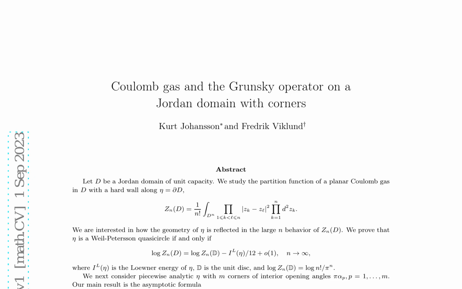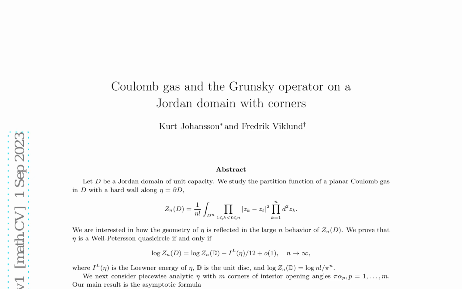The concept of the normalized partition function and the Möbius invariant Loewner energy are central to this section of the research paper. It discusses the connection between these concepts and Weil-Petersson quasi-circles, ultimately aiming to investigate the effect of corner singularities on the Coulomb gas. The paper presents two theorems. Theorem 1.2 establishes a Jordan curve as a Weil-Petersson quasi-circle based on a specific limit condition related to the Coulomb gas partition function. And Theorem 1.3 provides a formula for the limit of the normalized partition function for domains with piecewise analytic boundaries and corners.